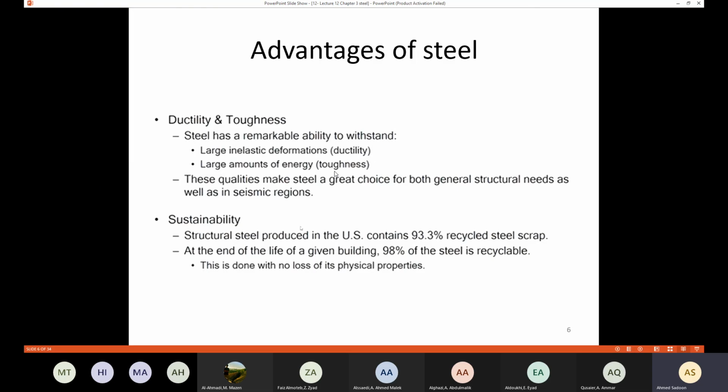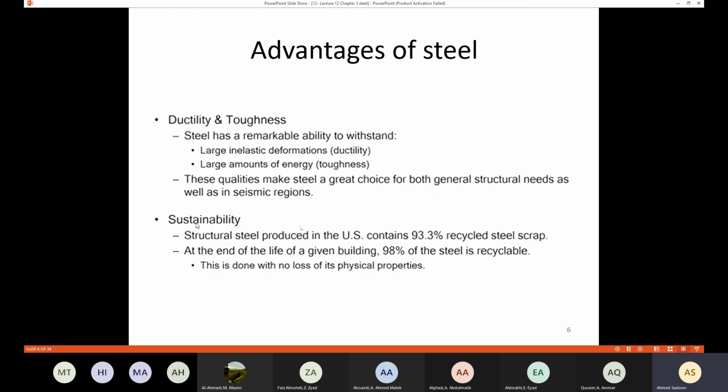The toughness. Remember the toughness. We learned how to determine the toughness. If you have a stress-strain diagram, you can determine the stiffness and the toughness. The toughness of steel is large, and that is going to help us, especially in seismic regions. So these qualities, ductility and toughness, make steel a great choice for general structural needs as well as in seismic regions where you expect earthquakes. So ductility and toughness are good advantages when using steel.